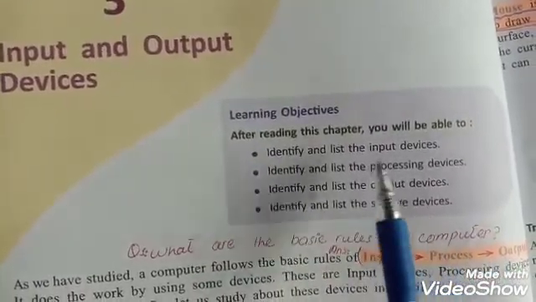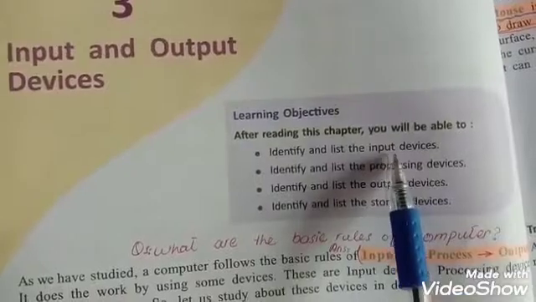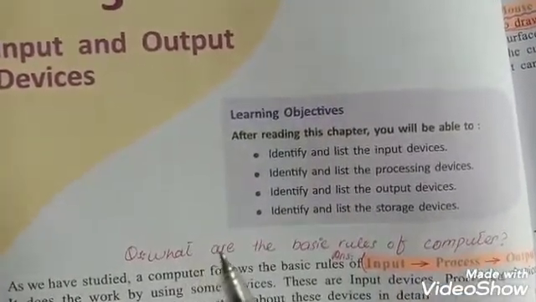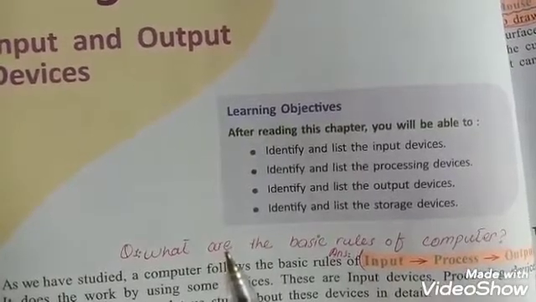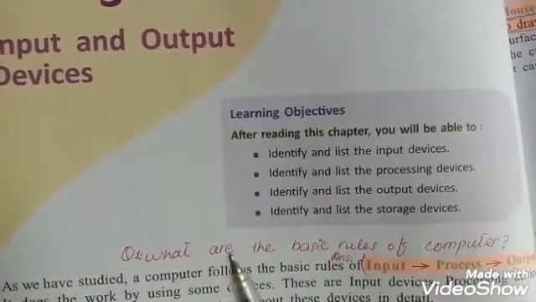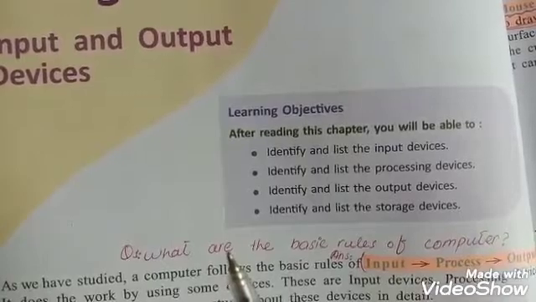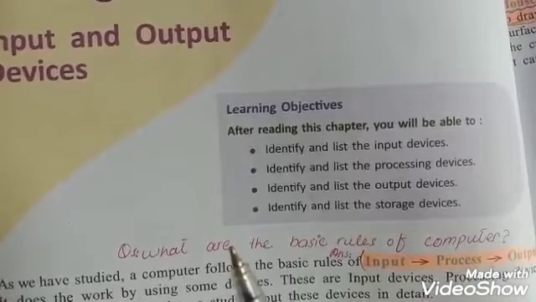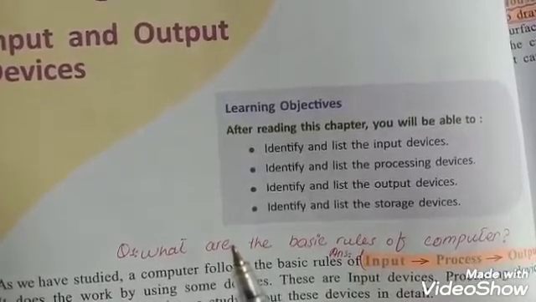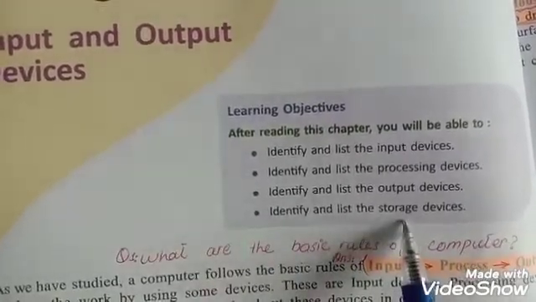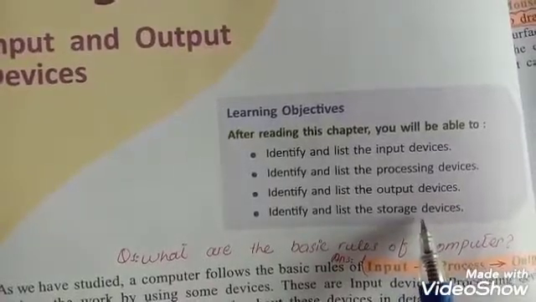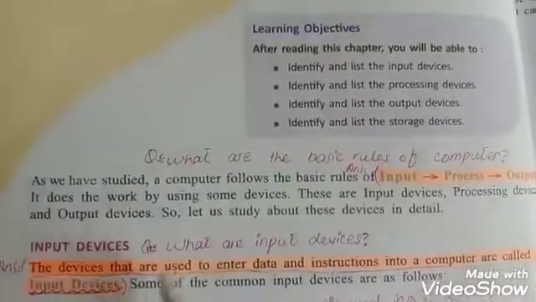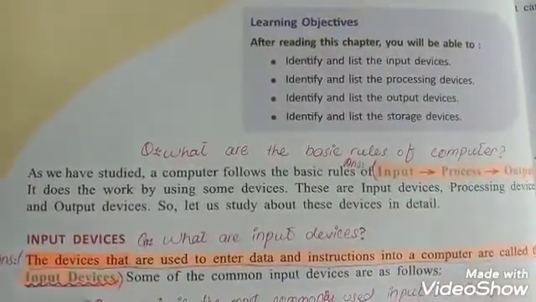devices. The input devices are the devices which we use to enter data into the computer, and the processing devices are the devices which we use to process data in our computer system. And the third one is output devices, the devices which we use to display information on the computer screen. And the last one is storage devices, the devices which we use to store data in the computer system. Now we are going to start our first lecture.